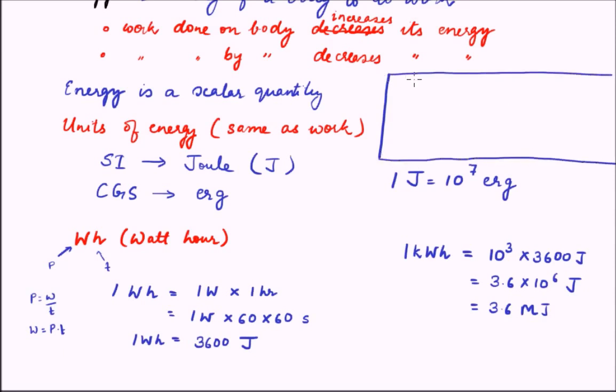You might have heard the word calorie. 1 calorie is defined as the amount of energy that is required to raise the temperature of 1 gram of water from 14.5 to 15.5 degrees Celsius.